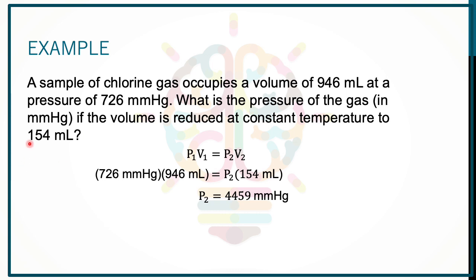So this one is V2. You need to label V1, P1, P2, V2. Then just substitute into this formula from Boyle's law, P1V1 equal to P2V2. So you will get P2 is equal to 4459 millimeter mercury. So this is the answer.